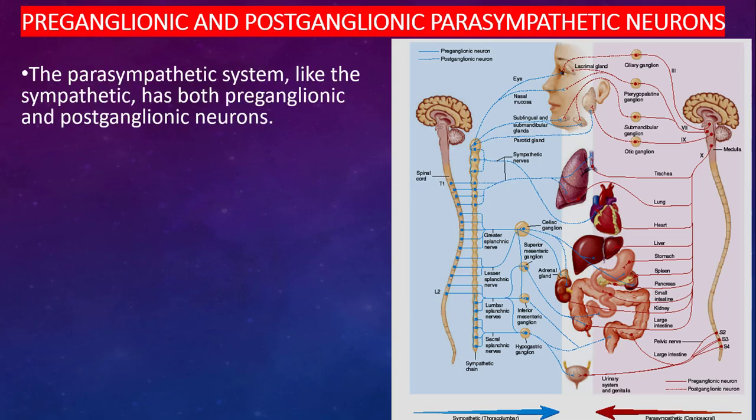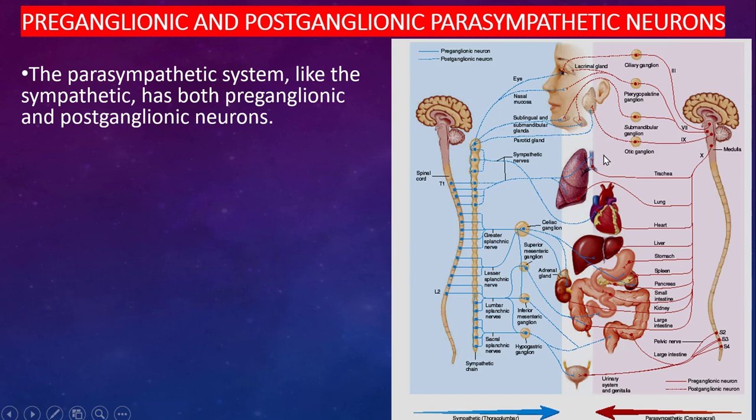Preganglionic and postganglionic parasympathetic neurons. The parasympathetic system, like the sympathetic, has both preganglionic and postganglionic neurons. Like in the sympathetic nervous system, there are preganglionic neurons and there are postganglionic neurons. In the same way, the parasympathetic nervous system also has preganglionic and postganglionic neurons.